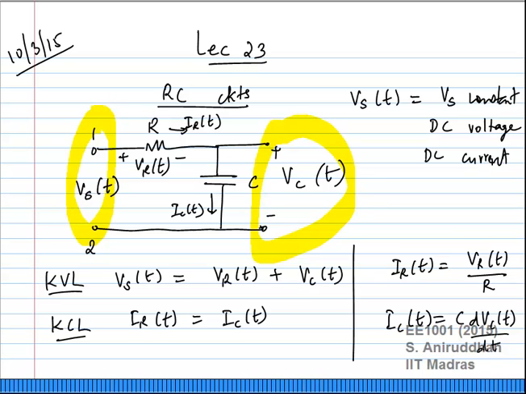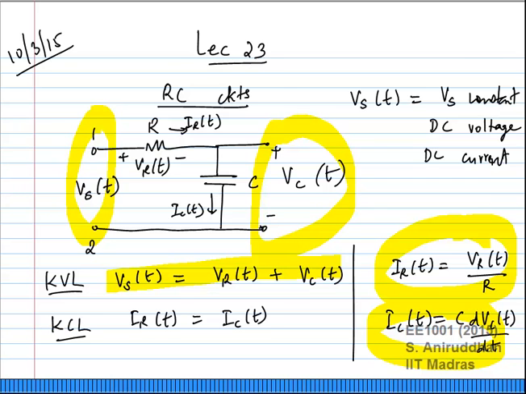Some constant Vs, and the equations that describe the system, you can get those from KVL, KCL and the elemental relationships. Of course KVL gives you relationships between the voltages across the resistors, capacitors and the input voltage. In this very simple case, the resistor and capacitor currents are equal, so IR of T equal to IC of T gives you the KCL relationship. And apart from these two, you have the relationship between the currents and voltages of the resistor and the capacitor. Now you have four variables and four equations. You can easily solve for any one of these. Specifically, we are interested in VC of T.